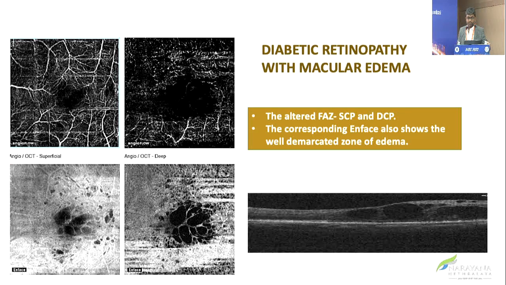This is a typical case of diabetic retinopathy with macular edema. You can see the altered FAZ, which is more prominent in the DCP, most probably because the section goes through the IPL and the OPL. That is where you see these dark areas and really can't make out the vascular changes that happen here. So it's kind of an artifact. We need to be careful when we interpret this.